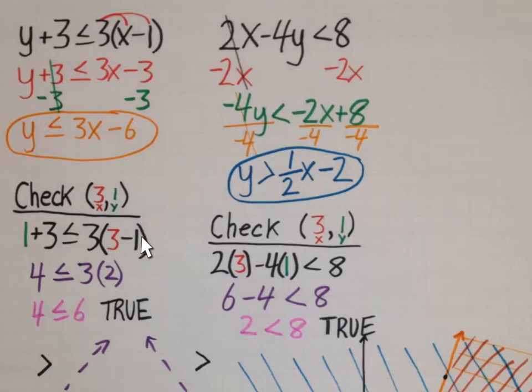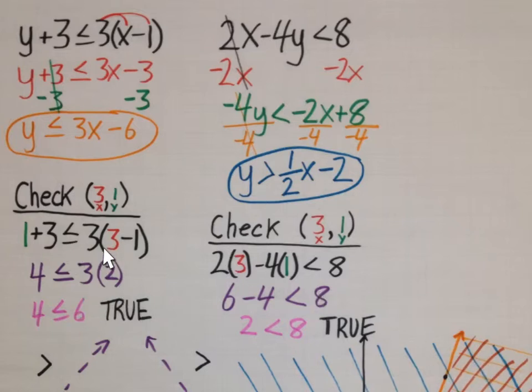Let's see what happens. 3 minus 1 is 2. Over here 1 plus 3 is 4. Then we got 3 times 2 is 6. And then we look at this. Okay, is 4 less than or equal to 6? Well, that's true. Good. It should be. Because any point in that double shaded region should be true for both.